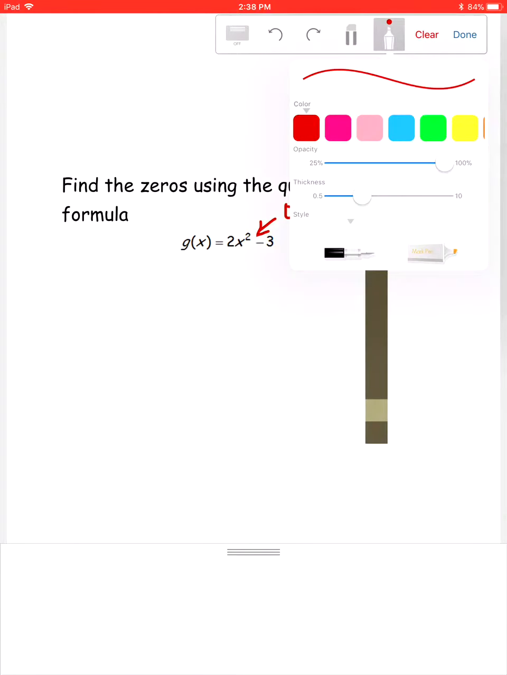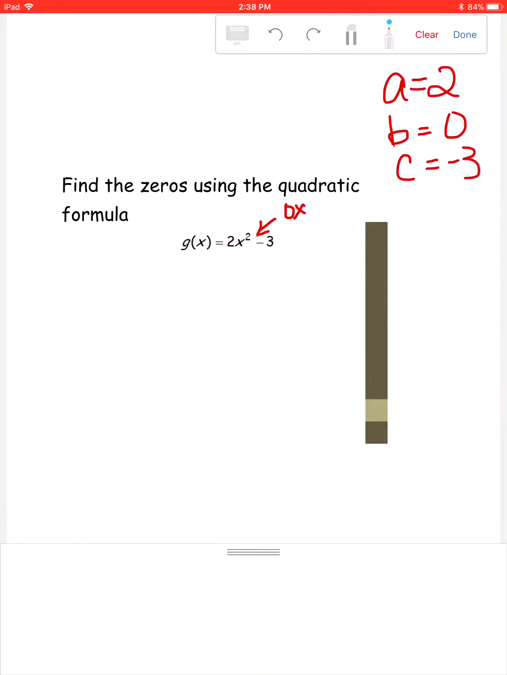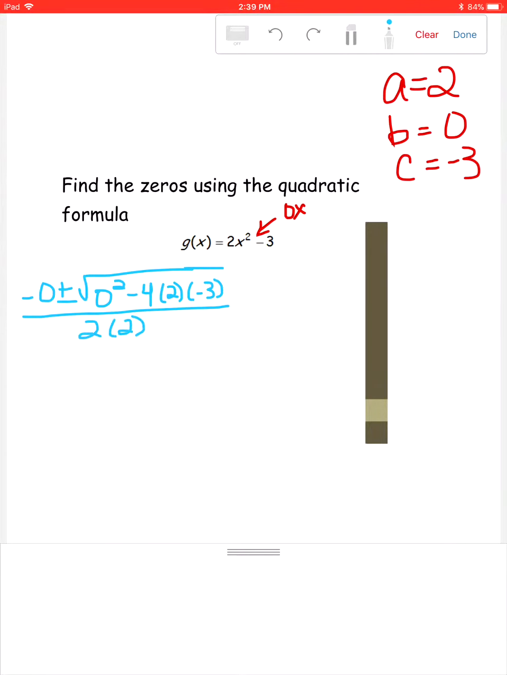So now I'm going to plug this information into the quadratic formula. So the opposite of 0 plus or minus the square root of 0 squared minus 4 times 2 times negative 3 all over 2 times a is 2.